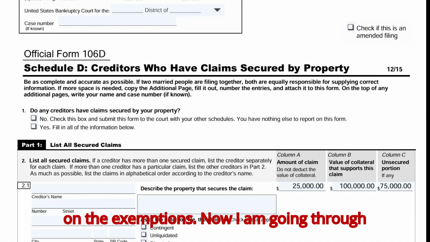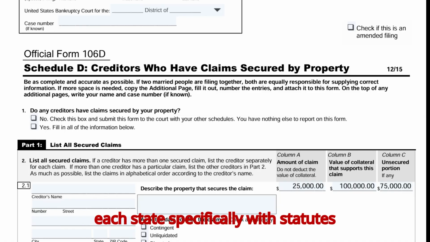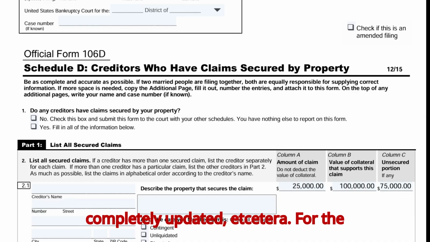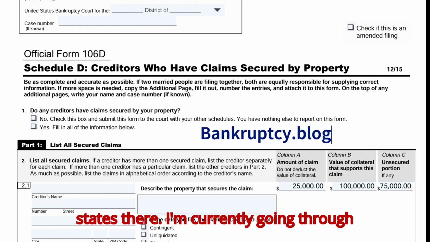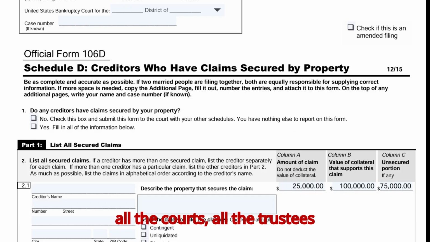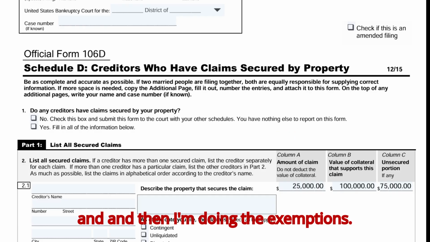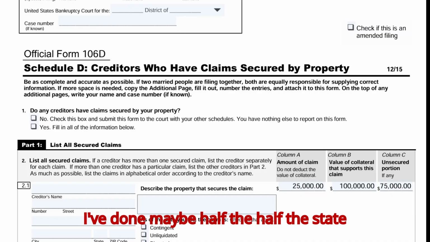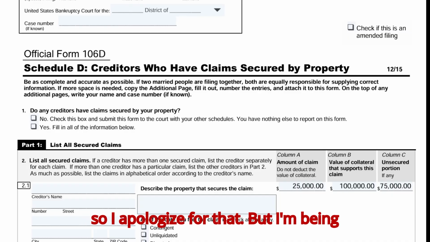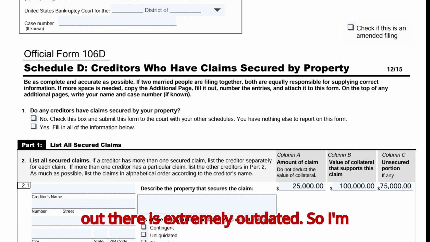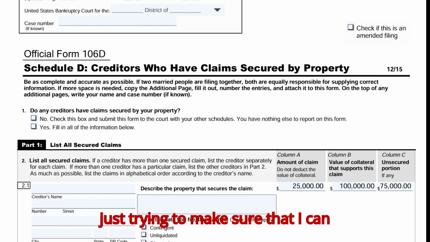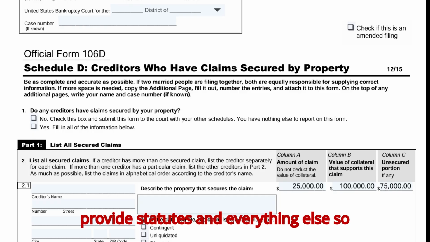Now, I am going through each state specifically with statutes, completely updated, etc., for the exemptions. You can definitely check out my blog, bankruptcy.blog, to see your states there. I'm currently going through all the courts, all the trustees, and then I'm doing the exemptions. I've done maybe half the states so far. So it's a little time consuming, so I apologize for that. But I'm being specific because if there's one thing I realize, it's that a lot of the information out there is extremely outdated. So I'm just trying to make sure that I can provide statutes and everything else so everybody can look it up.